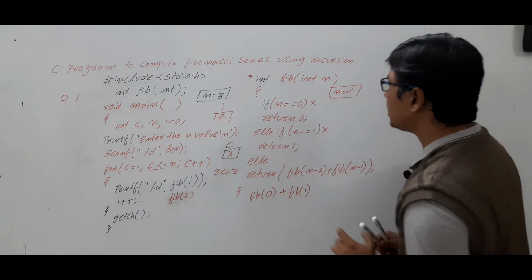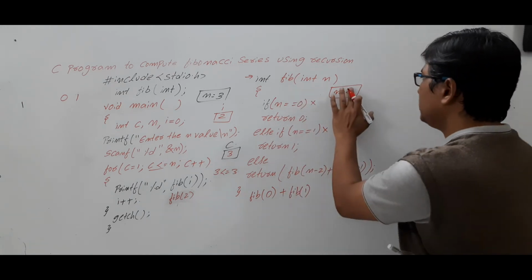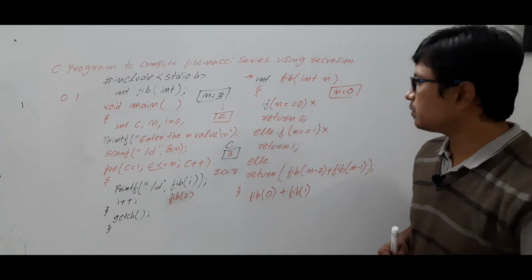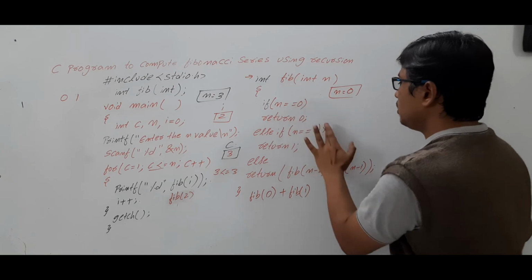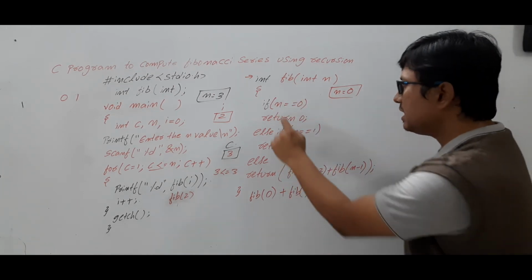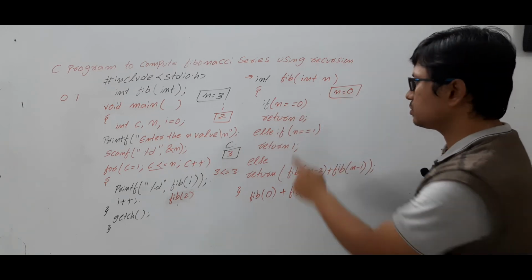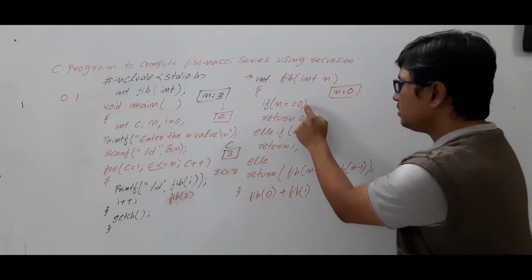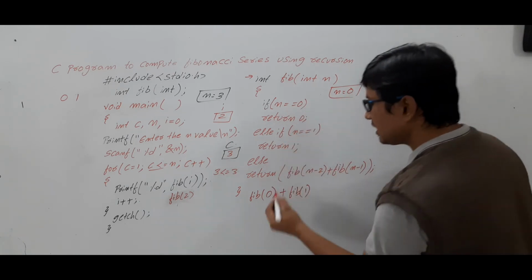Now what is the n value? N value is 0. So now n holds the value 0. Are you able to understand? Now look at this one. What is satisfied? Whether this condition is true or this condition is true. N is equal to 0, so this condition is true because the n value is 0. 0 is equal to 0. So if this statement is true, it will return the value 0.